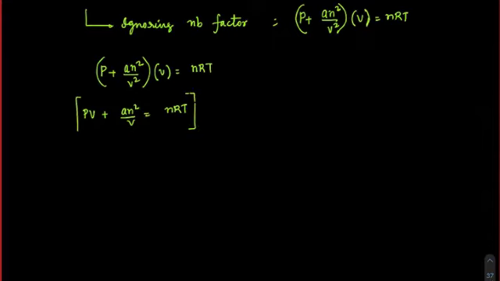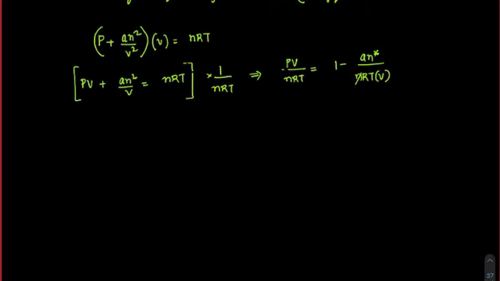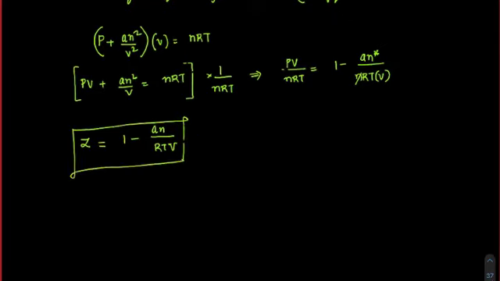What if I multiply this entire equation by 1 by nRT? We will get PV by nRT is equal to 1 minus a n² by nRT into V, and one n will get cancelled here. We know that PV by nRT is nothing but the compressibility factor Z, which can be written as 1 minus an by RTV. So this is the equation which we will get, and this is an important conclusion for us.